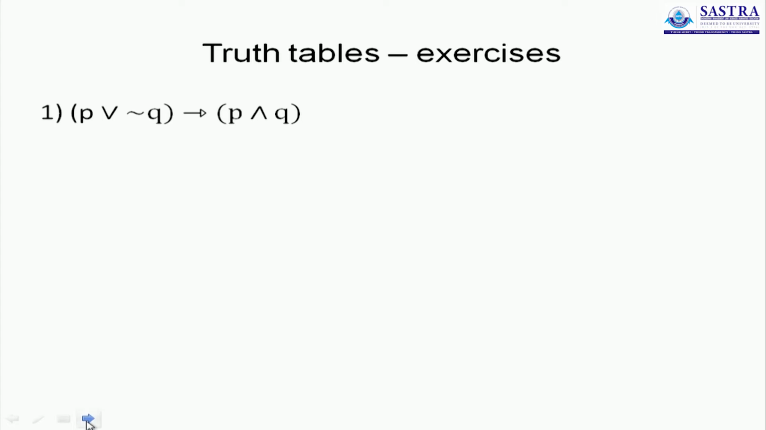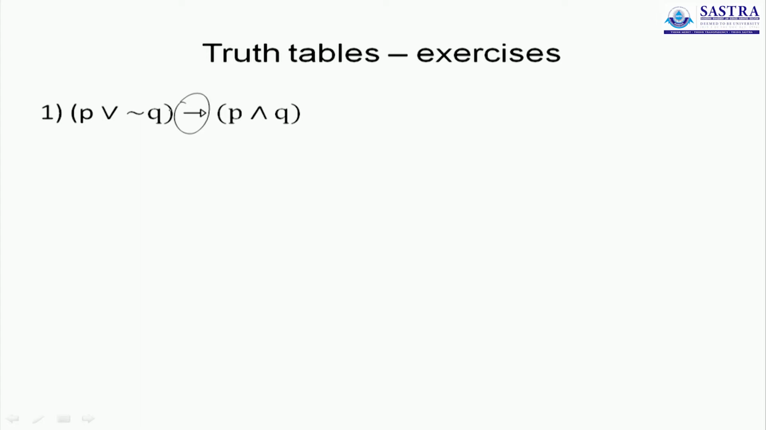The first of them looks like this. We have P and Q connected via a disjunction, or P and negation Q connected via a disjunction, a conditional, and a conjunction connecting the statements P and Q. Now how do you construct a truth table for this kind of compound proposition is what we will discuss in the slides that follow.